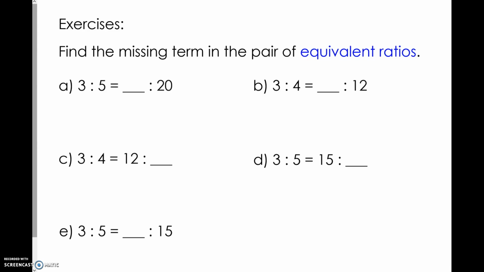Find the missing term in the pair of equivalent ratios. We will do the first one together, and you can do the remaining 4 on your whiteboard. In this case, we're looking for the first number. Let's look at the second number, 5 and 20. What is done to 5 to get to 20? It is getting bigger, so we must have multiplied. 5 times 4 is 20. We must multiply by 4 to get the first number. 3 times 4 is 12. You try the next 4 and then check your answers. Pause the video now.